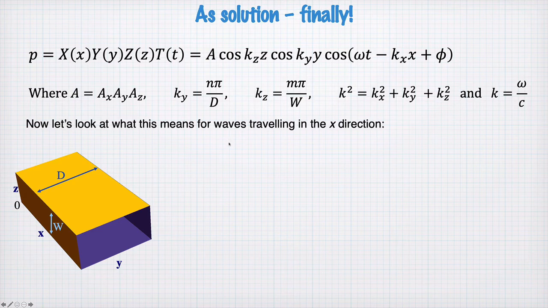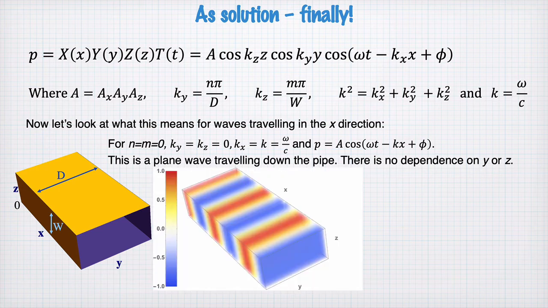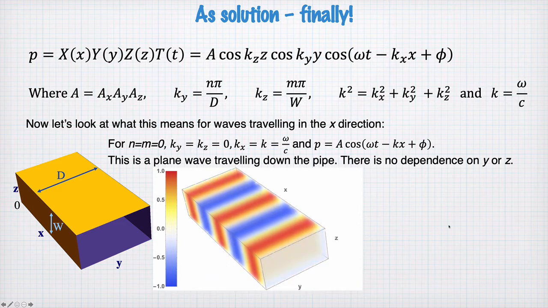So let's see what this means for waves travelling in the x direction. For example, for n equal to m equal to 0, that is, these cosine functions here are equal to 1, then we just have a plane wave travelling down the pipe. There's no dependence on y or z. So when we looked at that example right at the beginning of this little video, we saw that there was a plane wave solution, and that was the fastest wave. That is this wave here. So this is the solution with n equal to m equal to 0.